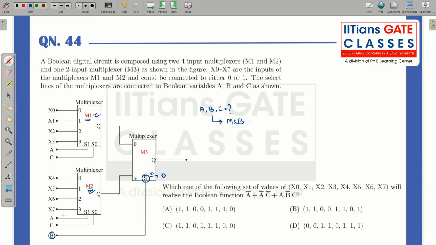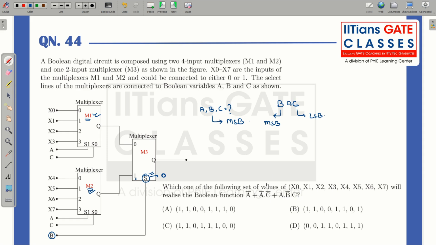Now out of A and C, you can see A and C are common to this level. So A and C, which is MSB, which is LSB? Very simple, you will be telling, sir, A is MSB, C is LSB. So the order should have been like this: B, A, C, where B is MSB and C is LSB. But in the question, you can see that this order has not been followed. Here it is taken that A is MSB and C is LSB.